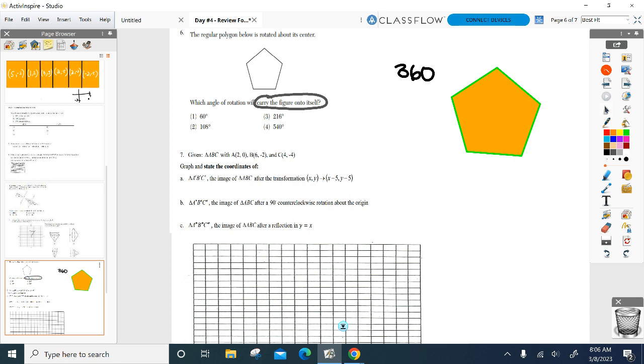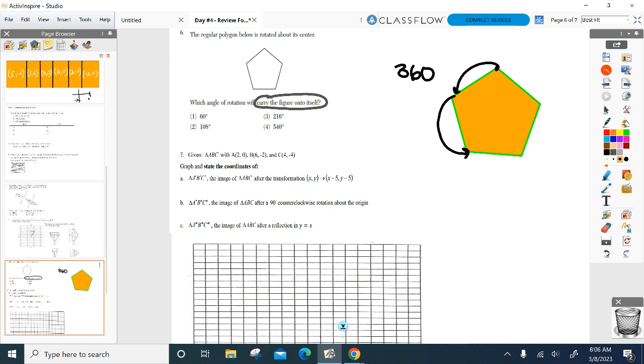Is 360 an answer? Yes, but I'm telling you, it's never going to be a choice. That's the easy way out. What I'm asking you now is how many turns I would need to make to get back to the original. How many turns of this figure would I need to go? Well, I go from here to here, there's one, and I get the figure back. I go from here to here, I get the figure back.